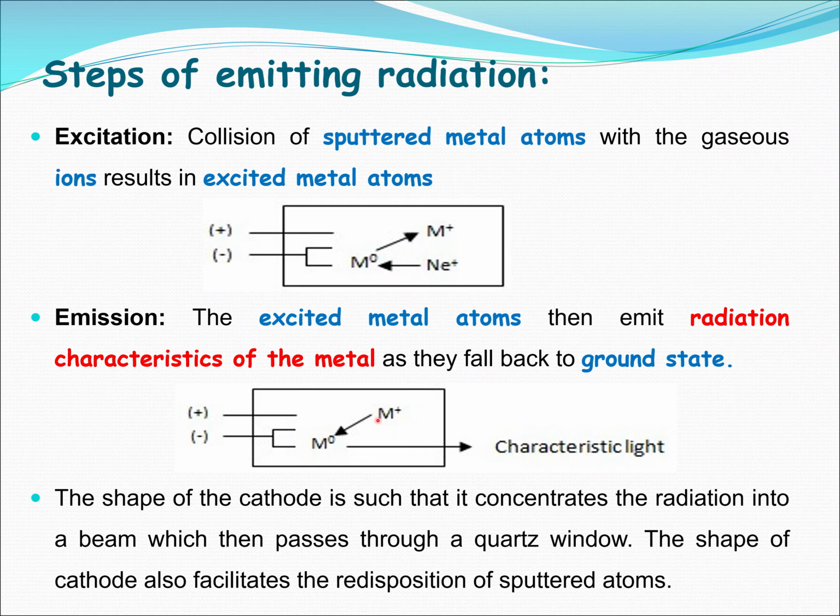Whenever something is coming into the ground state, it will emit radiation, and we know this radiation is the source of the light. The shape of the cathode is such that it concentrates the radiation into a beam which then passes through the quartz window. The shape of the cathode also facilitates the redeposition of sputtered atoms. So this is the overall procedure for emitting radiation or light from the hollow cathode lamp.